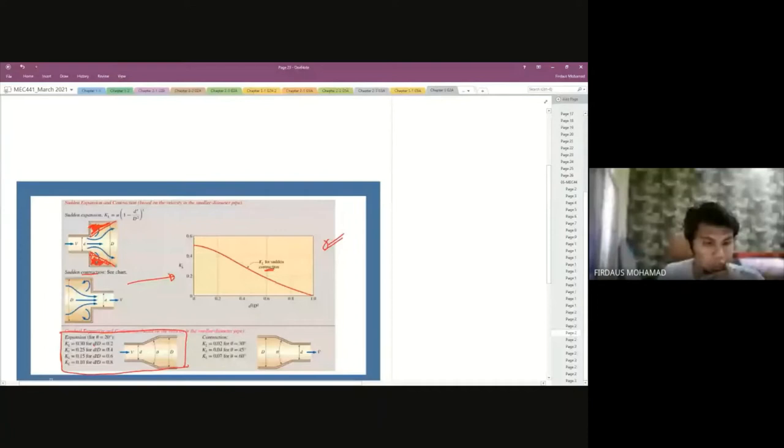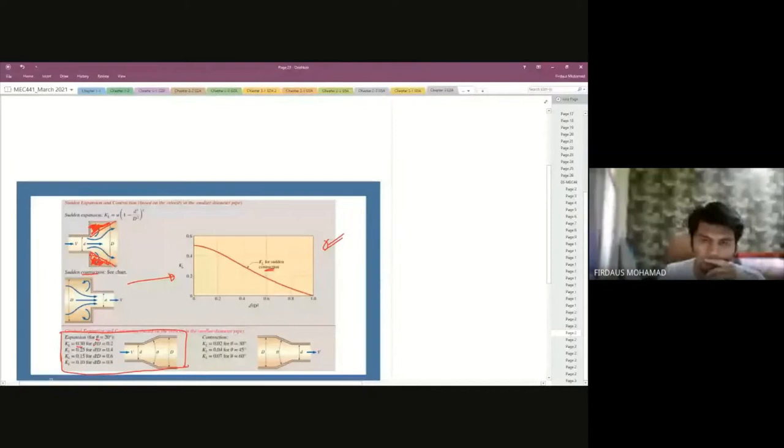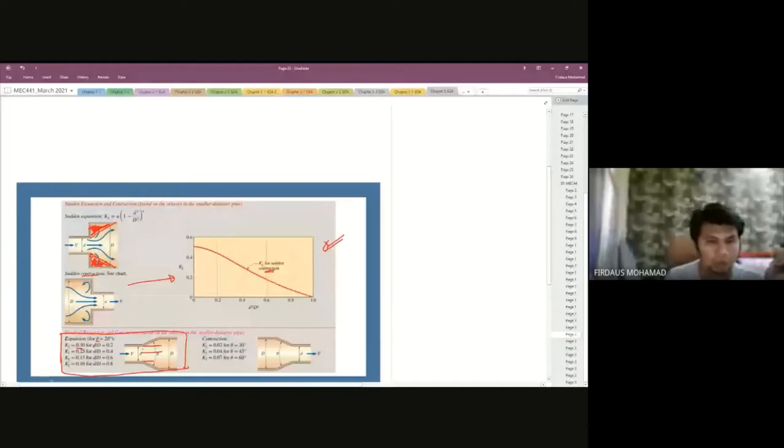And then theta is the total angle, the total angle from here. This is theta and theta, so this is the total angle. So theta equal to 20 degrees.